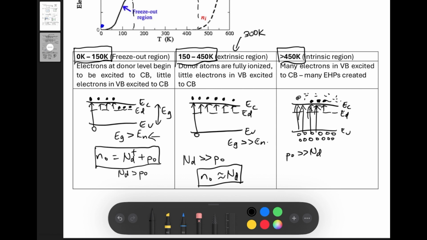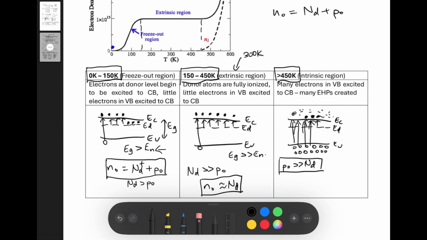And because at this high temperature a lot of the electrons have enough energy to bypass the band gap, the equation becomes N0 approximately equals P0. So above 450 Kelvin, because it's orders of magnitude larger, it's essentially already back to an intrinsic semiconductor. Recall that we said earlier in this video that the intrinsic semiconductor is where N0 equals P0.